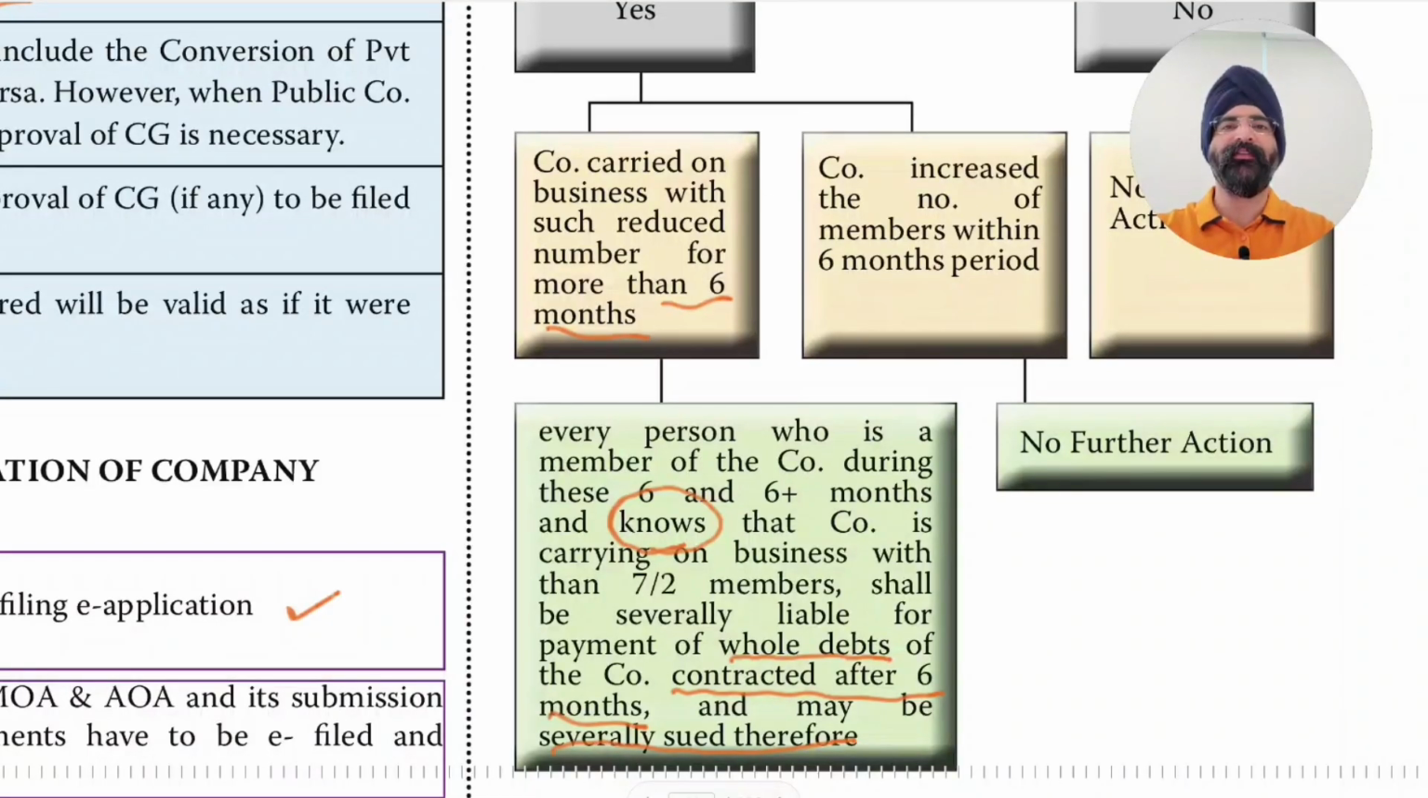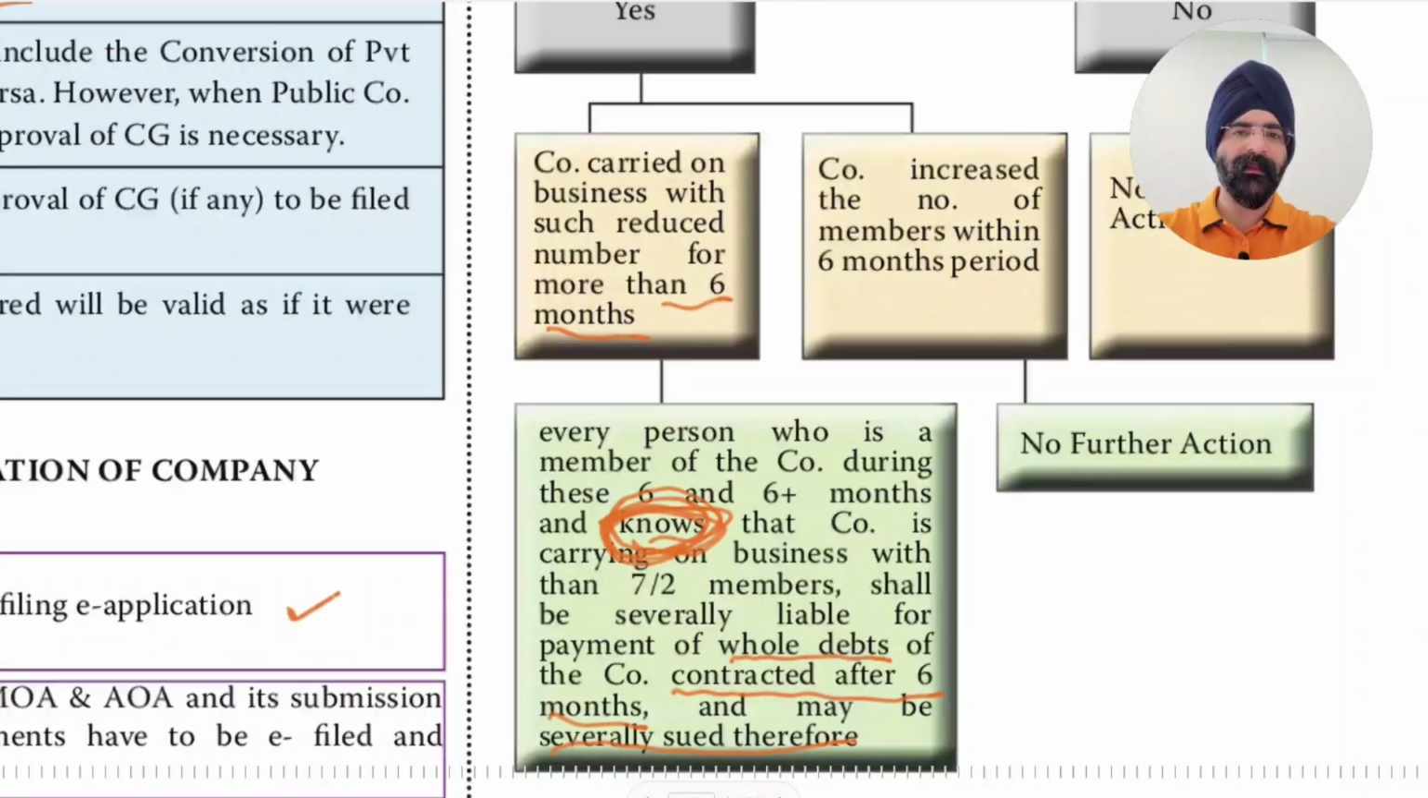This is the meaning of severally sued, because it carries such a liability for the members. Members may try to escape by transferring shares to a new person who is not aware that the minimum number of members has reduced. But every person who is a member of the company during these 6 plus months and knows, after becoming aware, becomes liable.